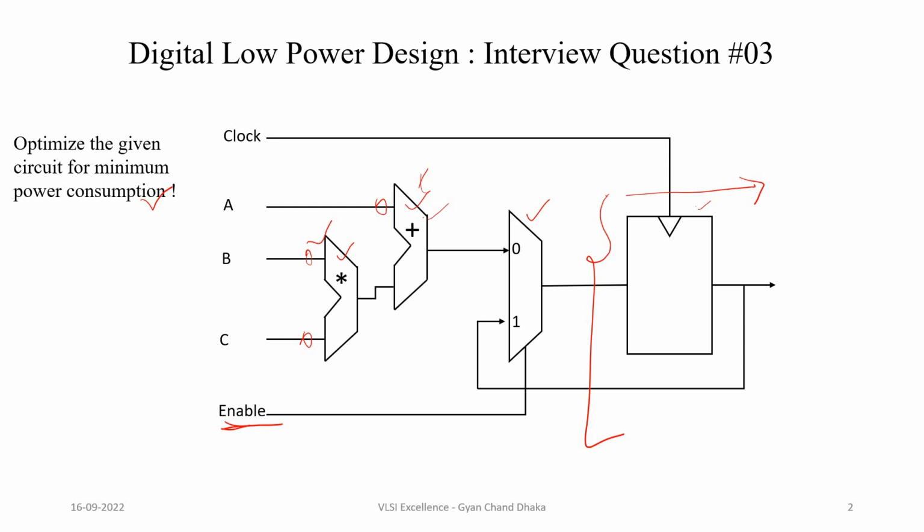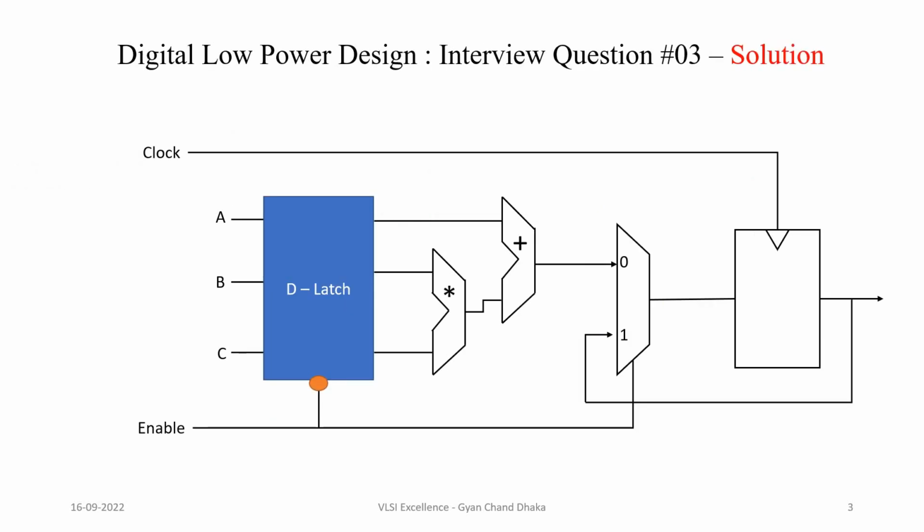You can pause this video here for some time and think of any kind of solution which will help us make sure that the input signals to the multiplier and adder are static whenever the output of multiplier and adder is not used by the downstream logic. I will be explaining the solution in further slides. So now let's see the solution.